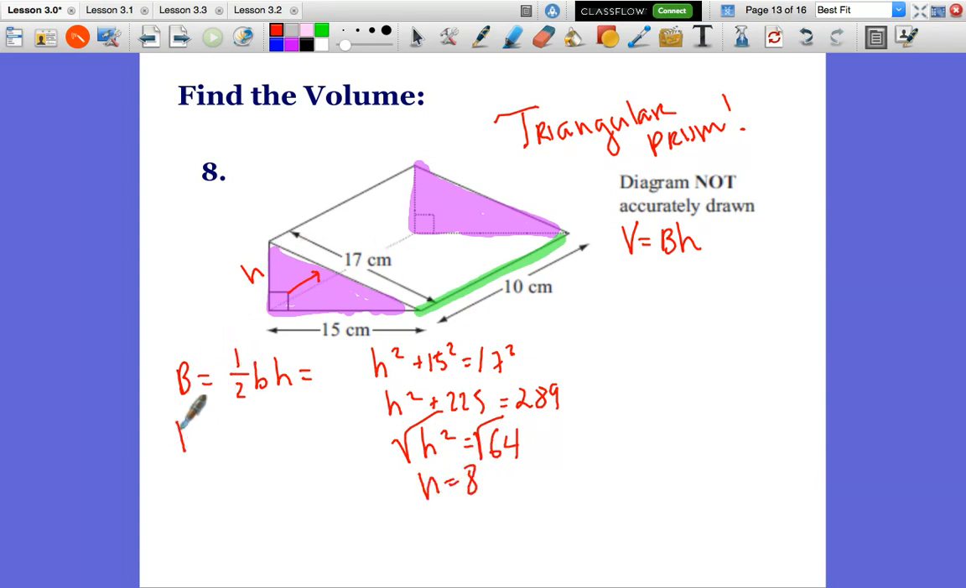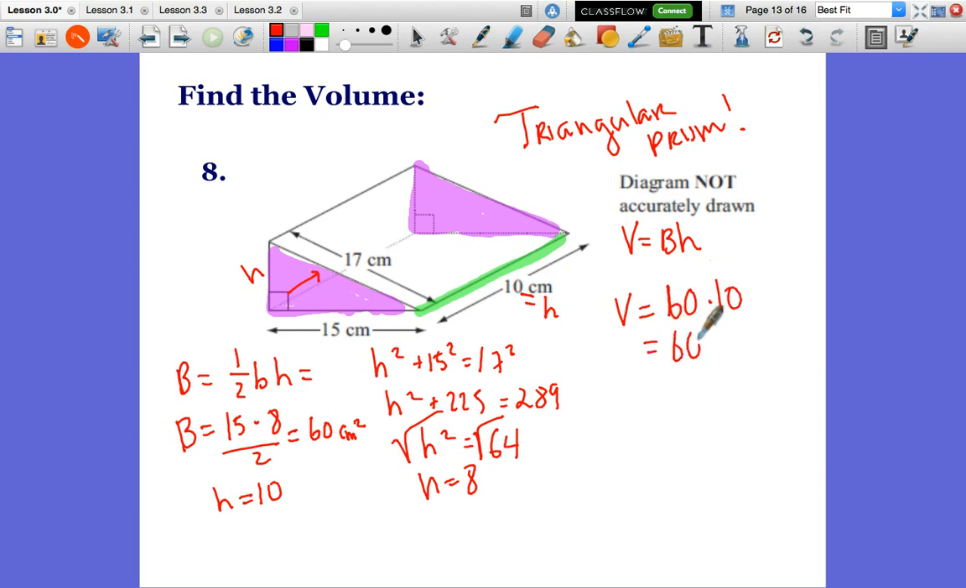So the area of the base is then going to be 15 times 8 divided by 2. It's like 15 times 4, which is 60. So the area is going to be 60 centimeters squared, and the height we knew was going to be 10. That's over here. So the volume is going to be 60 times 10, which will be 600 centimeters cubed.